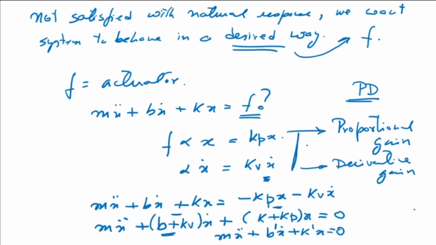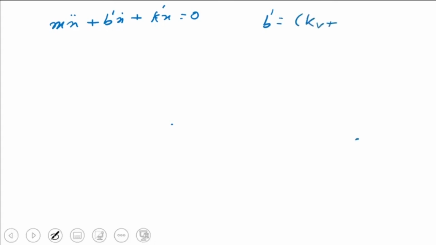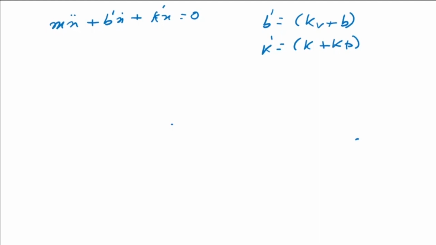How do we want it to behave? So this is one equation: m x double dot plus b dashed x dot plus k dashed x is equal to 0, where b dashed consists of kv plus b, and k dashed consists of k plus kp. Now you understand from here that this is one equation only, but there are two variables. Kp is a variable, kv is a variable also. So there is nothing like what is the best value, what is the optimal value. You have to basically tune the parameters.